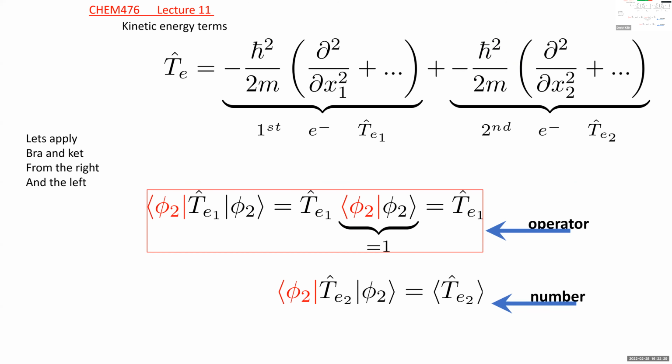If you look at the first part, the kinetic energy of the first electron averaged over the second electron is still, here it has orthonormality, and we get the kinetic energy of the first electron. So the average over the second electron doesn't affect it. If you apply this average over the second electron to the kinetic operator of the second electron, it gives the expectation value of the second electron. So here the operator is a number.